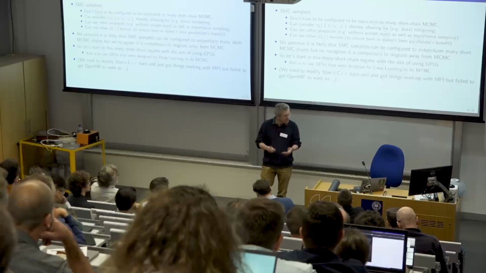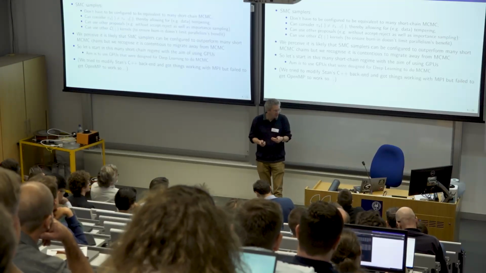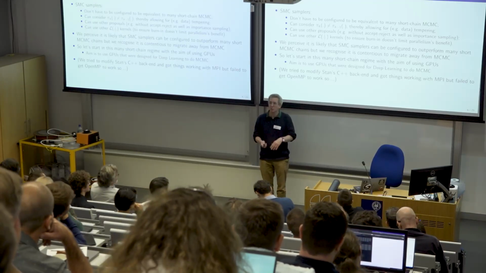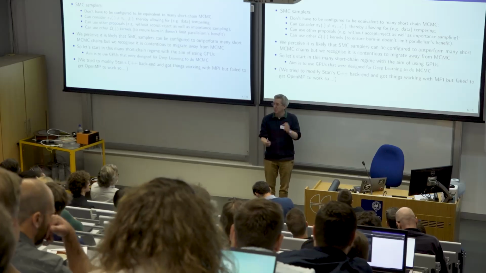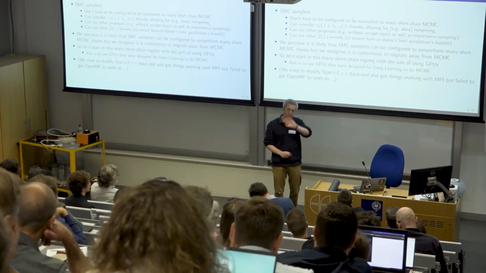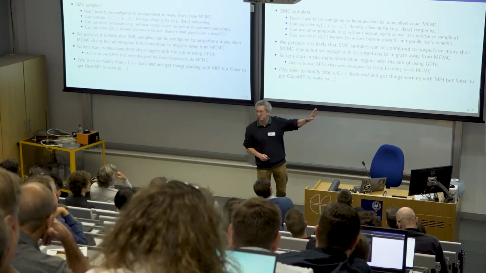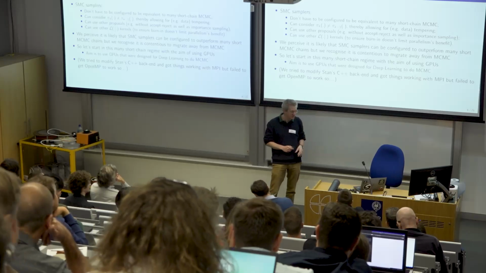And we perceive, sorry, I'm conscious I'm giving you feedback, we perceive it's likely that SMC samplers can be configured to outperform many independent MCMC chains. Yeah? I'm not going to argue that today. I'm instead going to take a slightly less ambitious view, which is that we want to start with many chain MCMC and see what we can do. Yeah? So the vision is not many chain MCMC, but let's do many chain MCMC first.